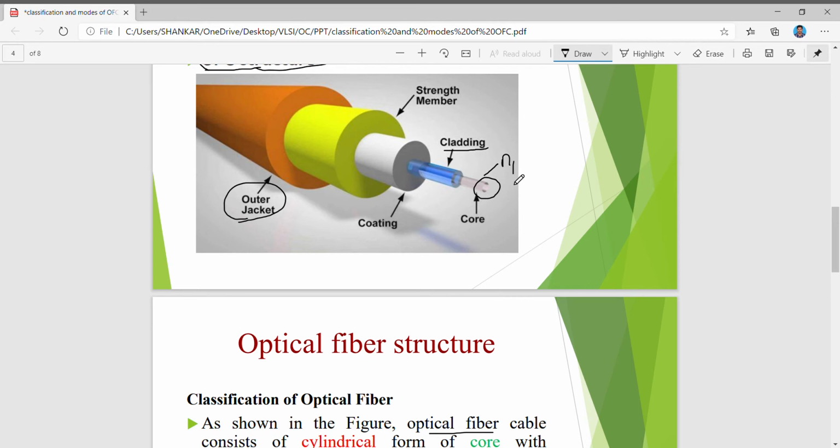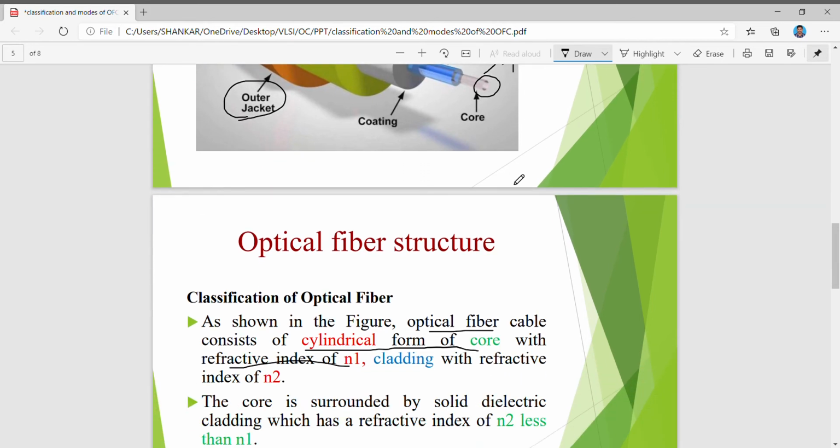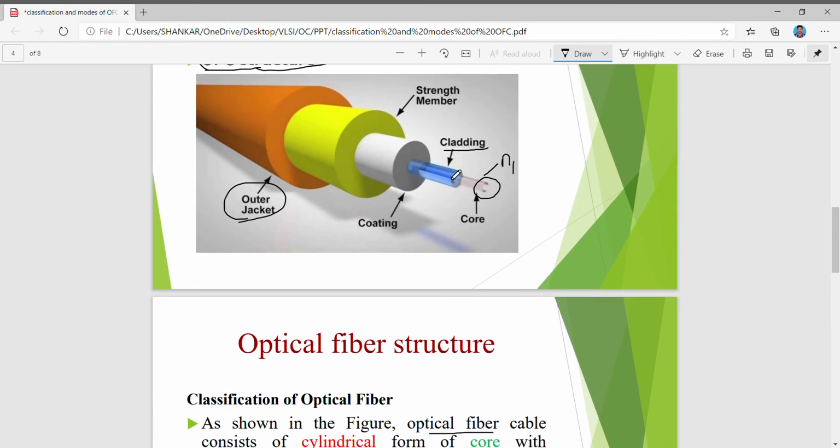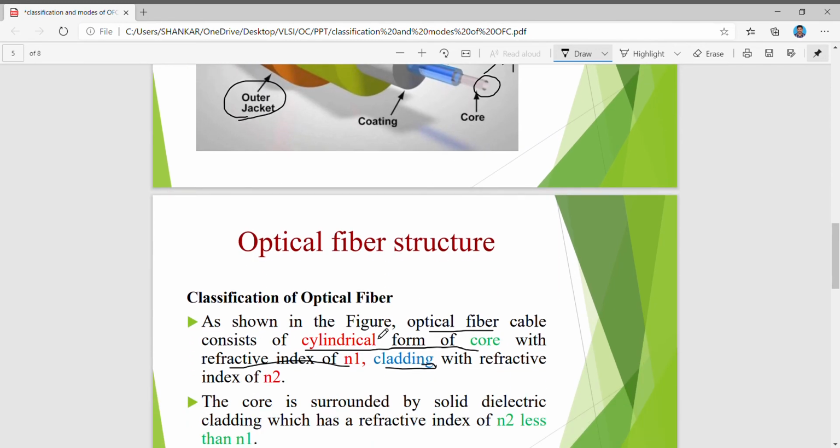The core having the refractive index is N1. The cladding with refractive index of N2. So here you have another material that is surrounded by the material. That material is called the glass material. The core which is surrounded by the cladding with a refractive index of N2. That means the optical fiber has two materials inside the fiber, that is core and cladding.